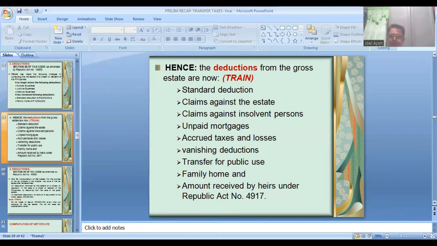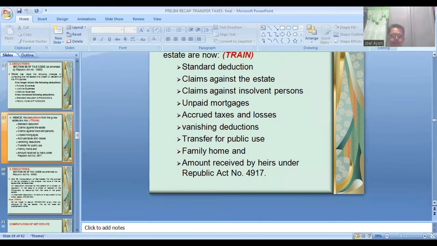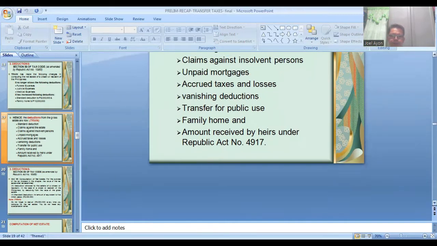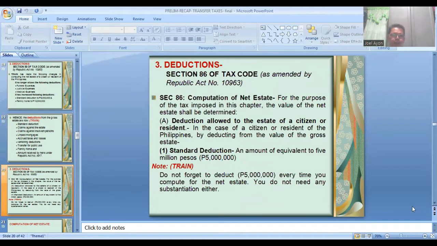Moving forward, in the next slide you can see the computation of the net estate from Section 86 of the Tax Code, as amended by RA 10963, also known as the TRAIN Law.